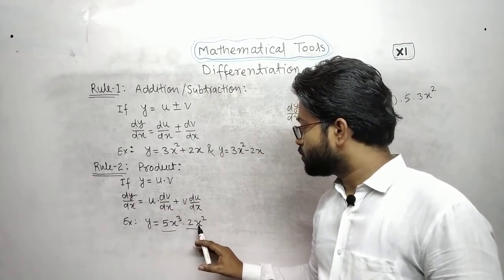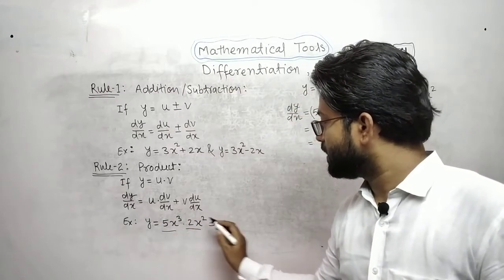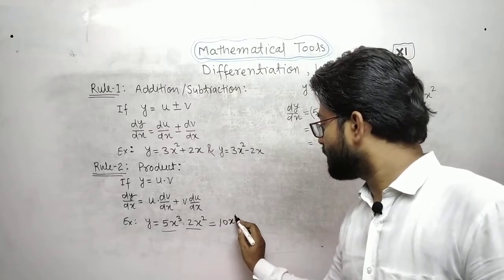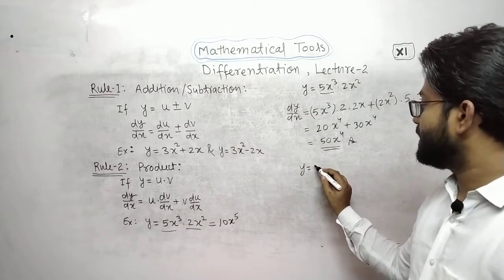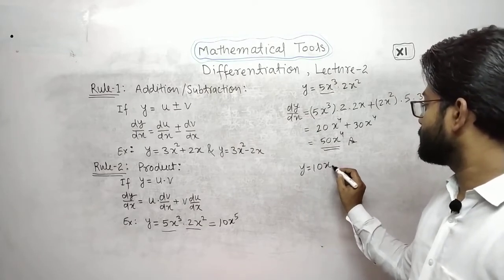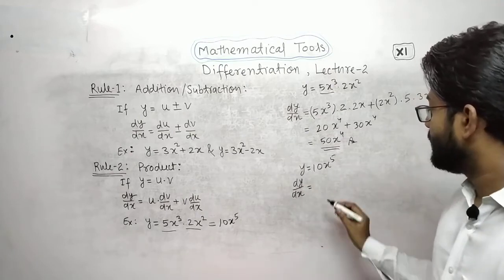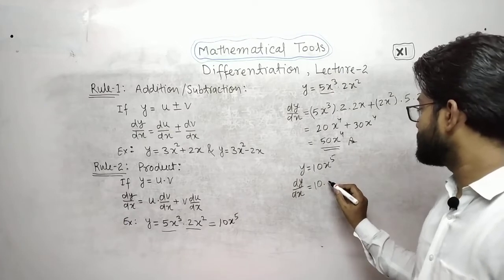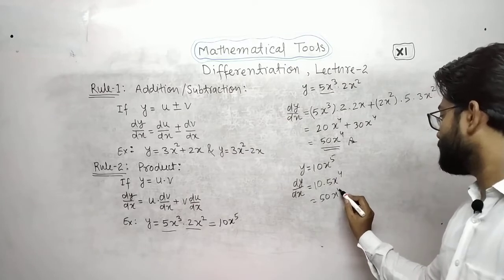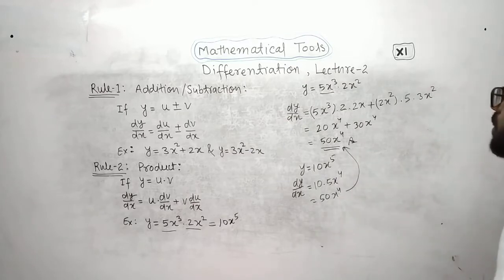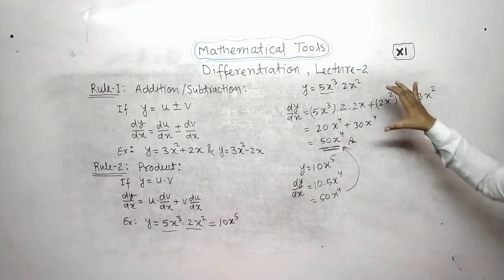You can also check your answer, because y is equal to 5x to the power 3 into 2x to the power 2. You can simplify here, and you will have 10x to the power 5. If you differentiate y is equal to 10x to the power 5, dy upon dx will be equal to 10 as it is, 5x to the power 4, meaning 50x to the power 4. This is the same as this result, which means this formula is correct.